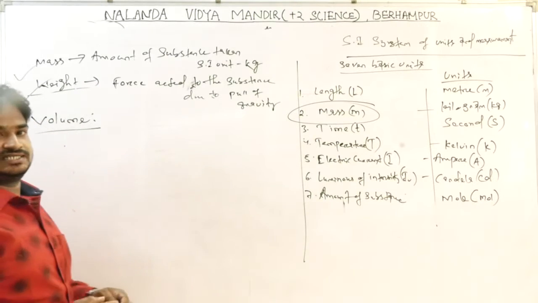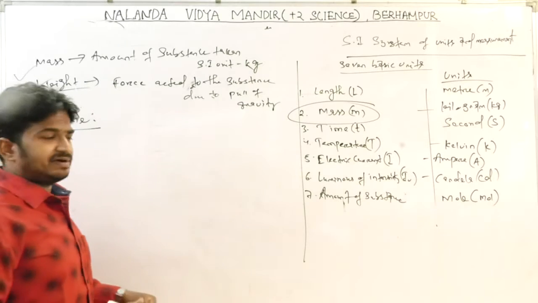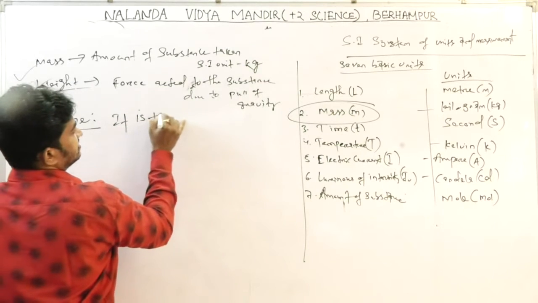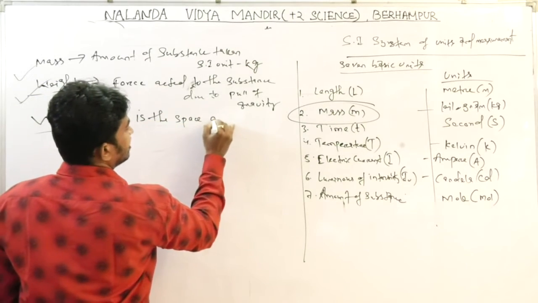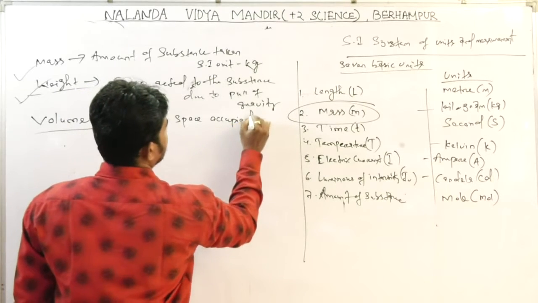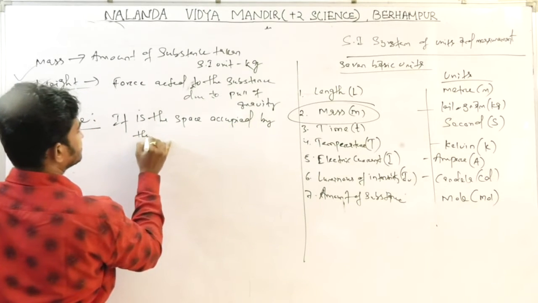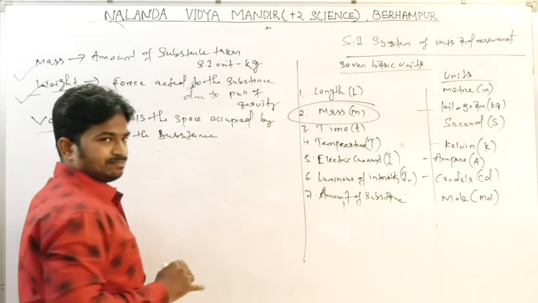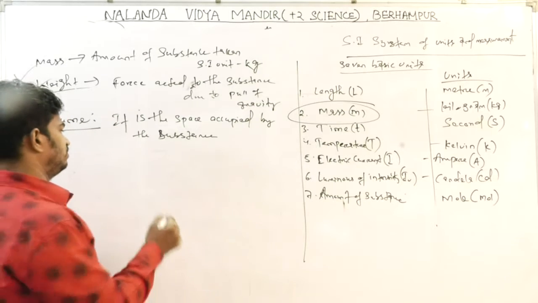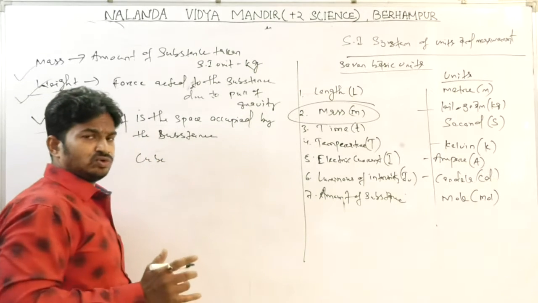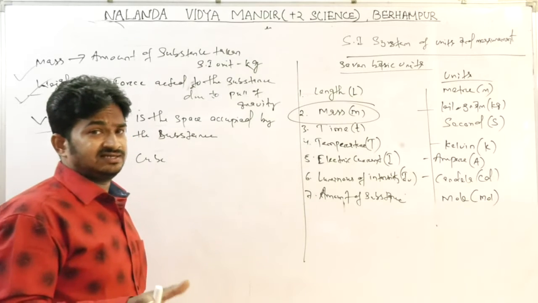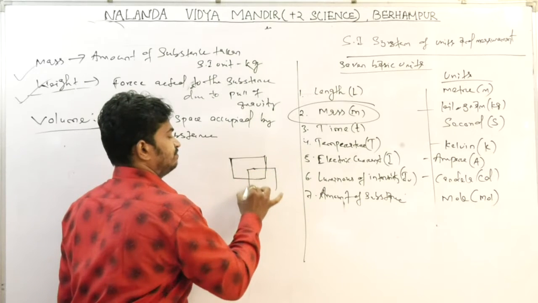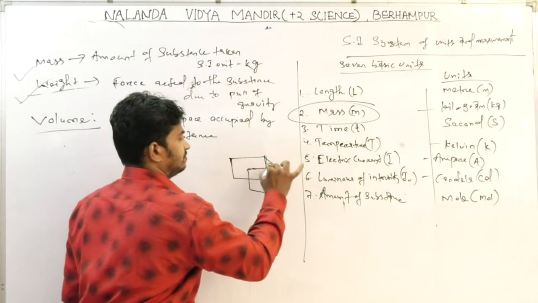So volume means the space occupied by the substance. For example, a cube is there. Do you know how a cube looks? The cube looks like this. This is a cube.